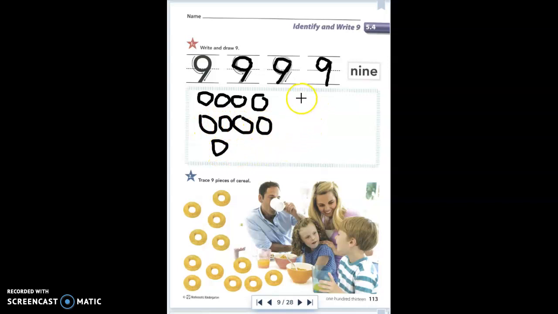I can also represent 9 with tally marks. 1, 2, 3, 4, 5 goes through, 6, 7, 8, 9. Coming down to the bottom portion of my page, it says trace 9 pieces of cereal. So I'm going to just trace and count.